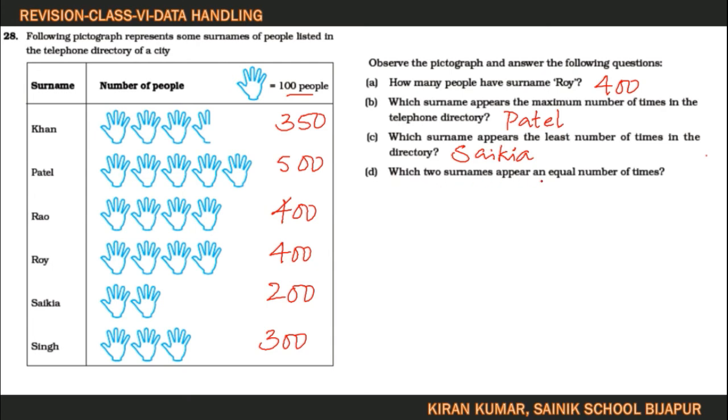Which two surnames appear an equal number of times? Rao and Roy. They appear an equal number of times.